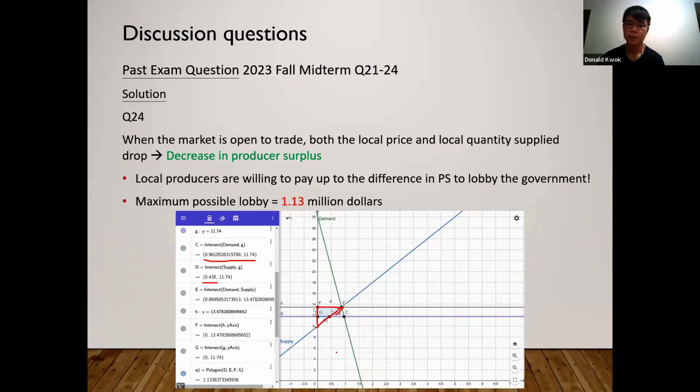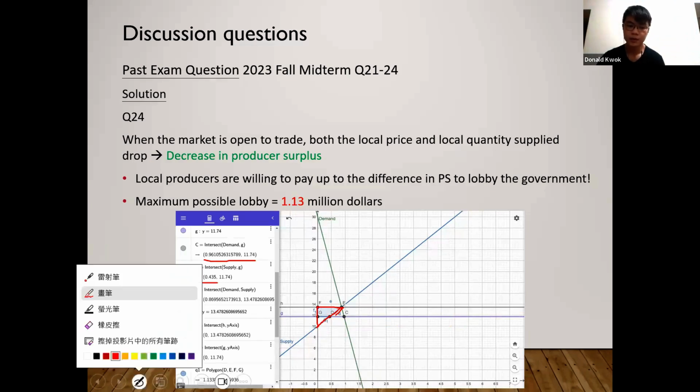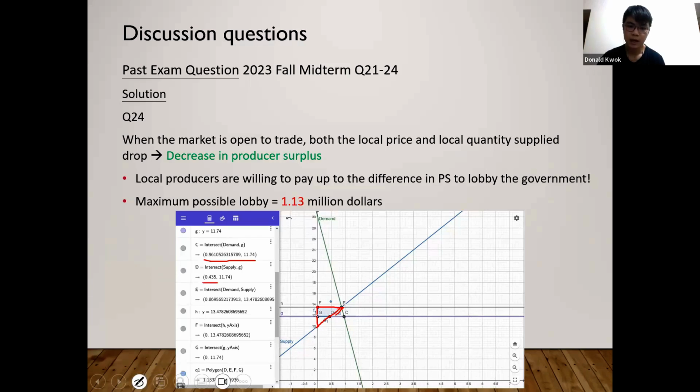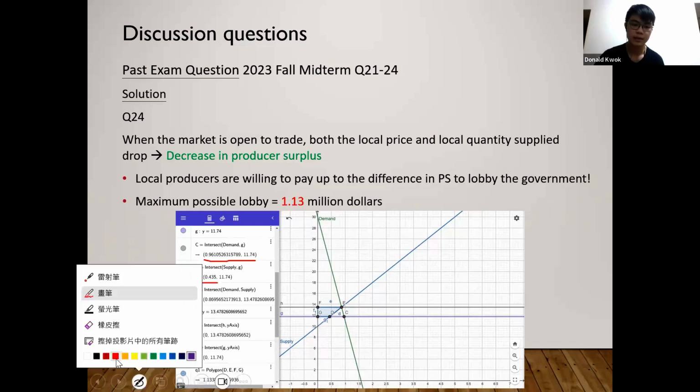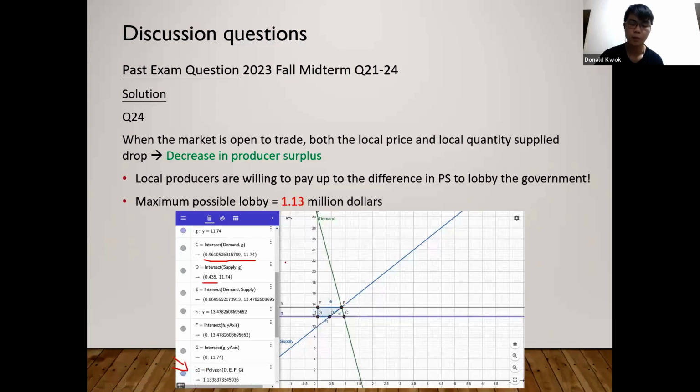After the market is opened up to trade, producers are only producing up to point D, the price and the quantity suggested by point D. So the producer surplus after they open up the trade is the purple triangle here. This explains why the producer surplus will decrease by the blue trapezium here. The local producers are willing to pay up to the difference in the producer surplus to lobby the government to close the market. Using the polygon function in GeoGebra, you will find that the decrease in producer surplus is this amount, 1.13.